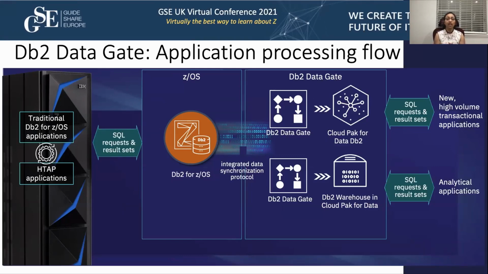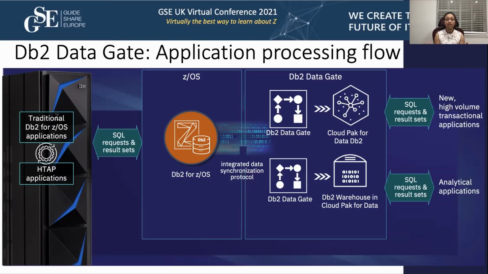And DataGate as a product is driven by this integrated data synchronization protocol, which helps synchronize the data between DB2Z and DataGate. DataGate runs on the Cloud Pak platform, and it can use a target database that is either a DB2 warehouse on Cloud Pak for Data or a DB2 advanced edition on Cloud Pak for Data.